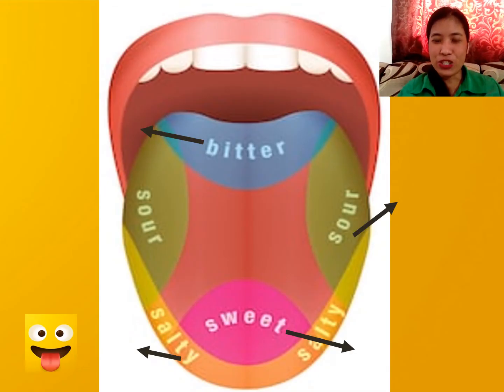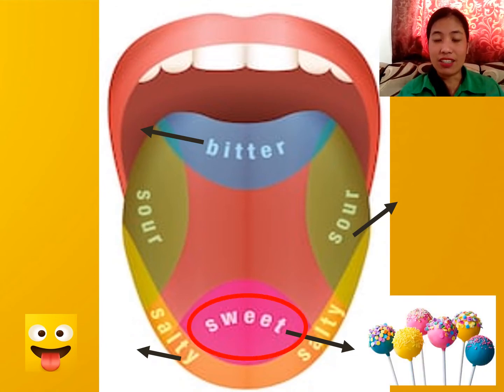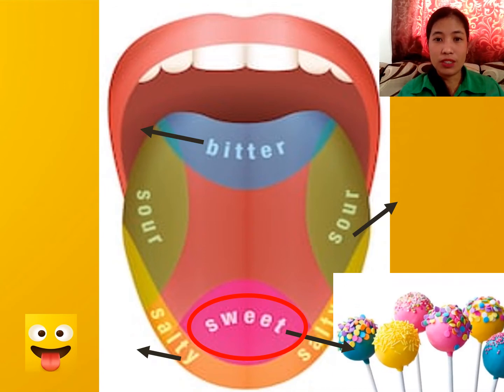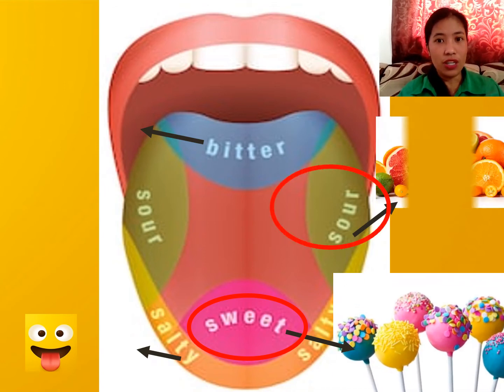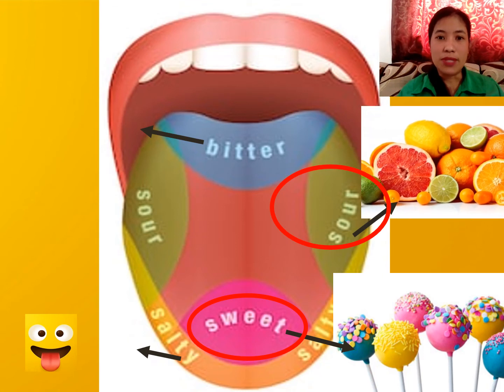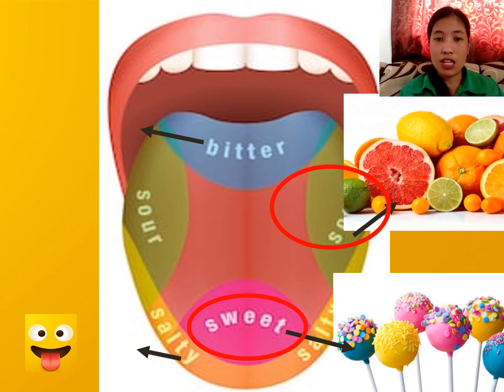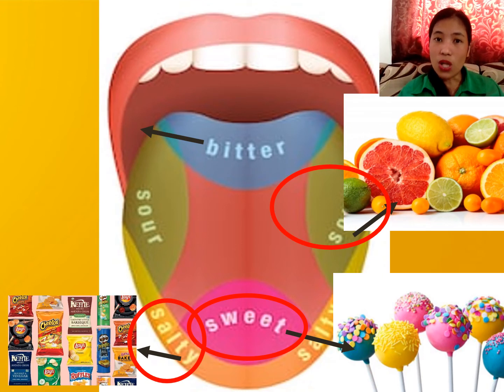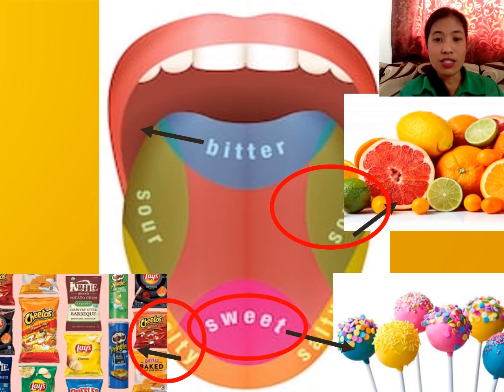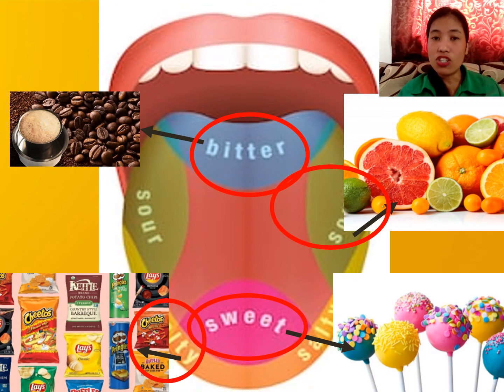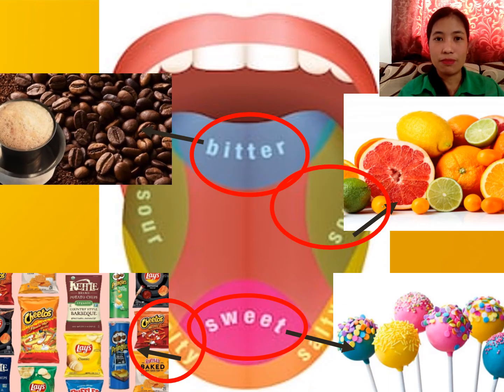Just like what I've mentioned, taste buds help to detect the tastes, and we have different basic tastes of food. First, we have sweet, like the lollipop. We also have the sour, like the lemon, calamansi, and other fruits. We also have salty, just like the chips, and bitter, just like the powdered coffee.